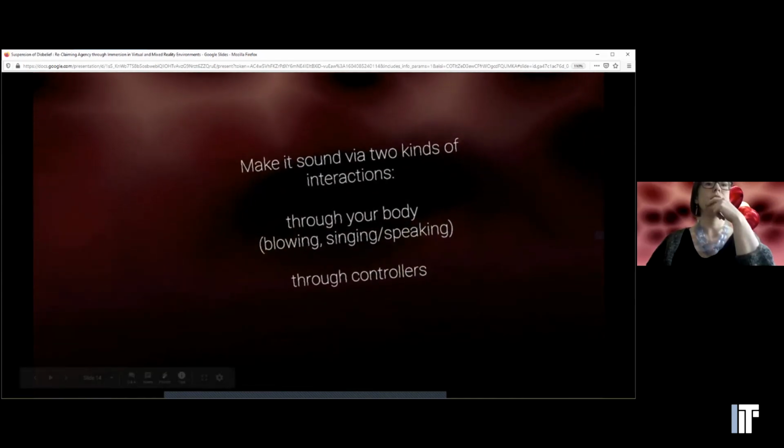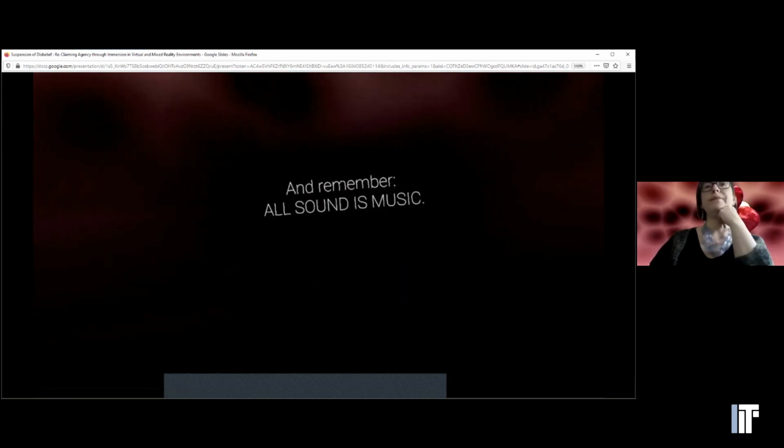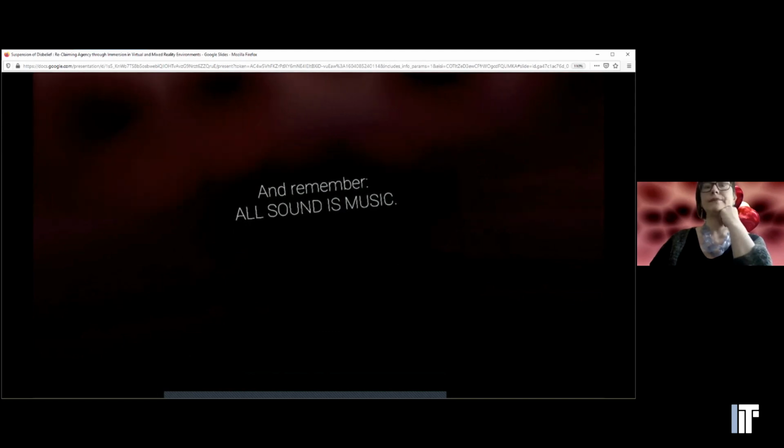We hear the heartbeat, and then there's a monologue. All this happens during your experience.